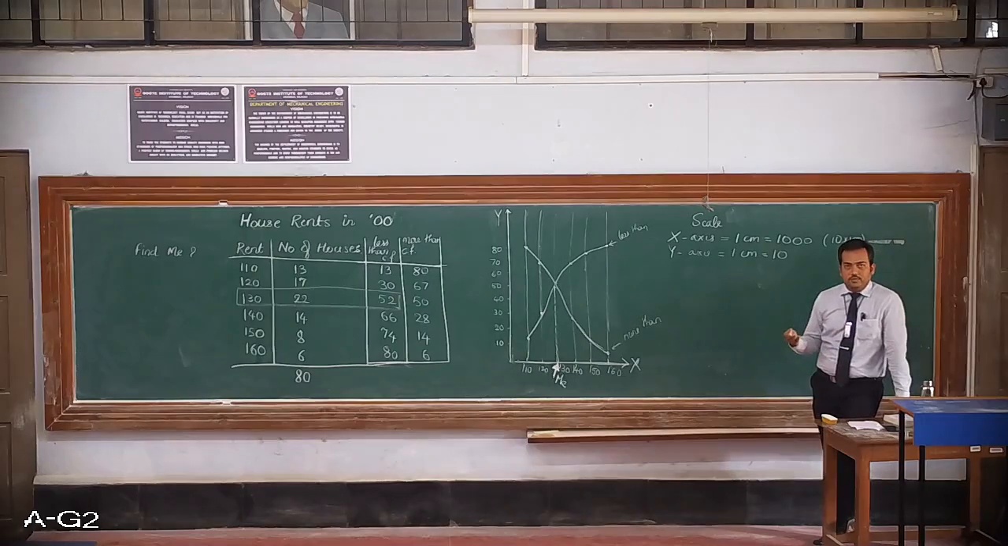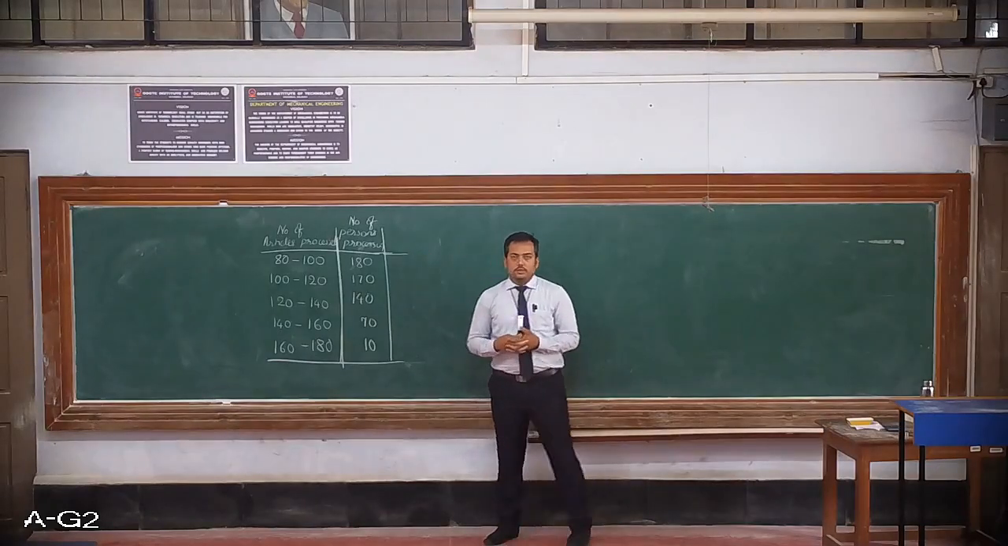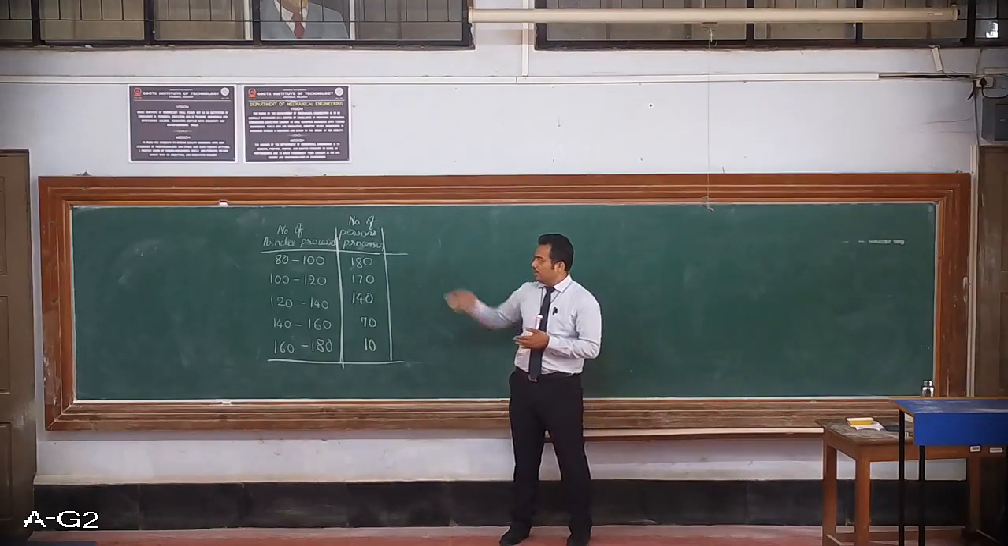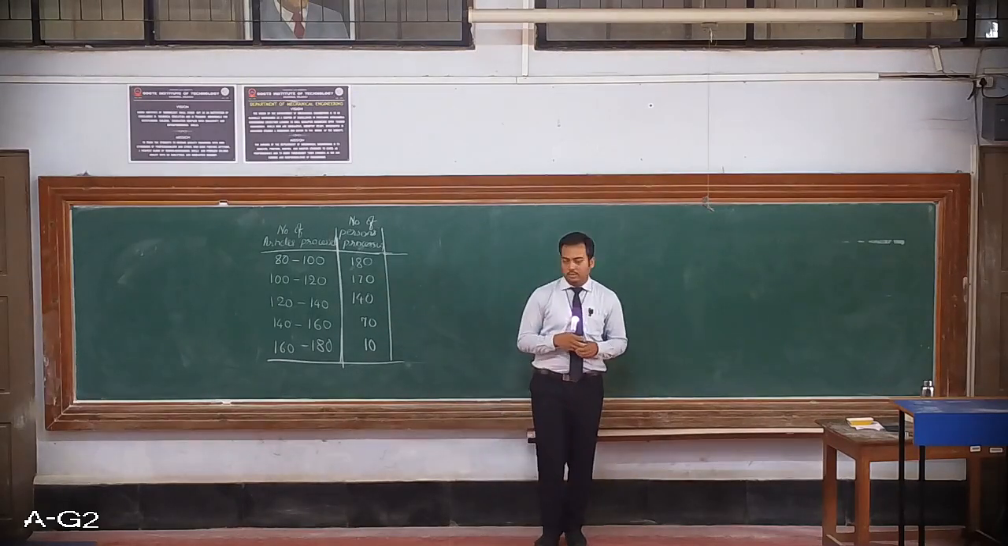Then we'll go for the next example, where frequencies are given in the cumulative form and we have to extract the normal frequencies and go for the calculation of the median. Now this example is given along with class intervals and one kind of frequency.